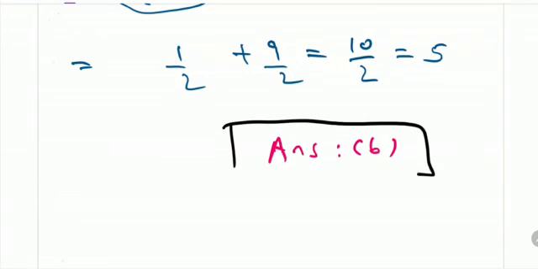Very simple question. Only thing is the idea of modulus must be very much clear to you. Let's go to the next question.